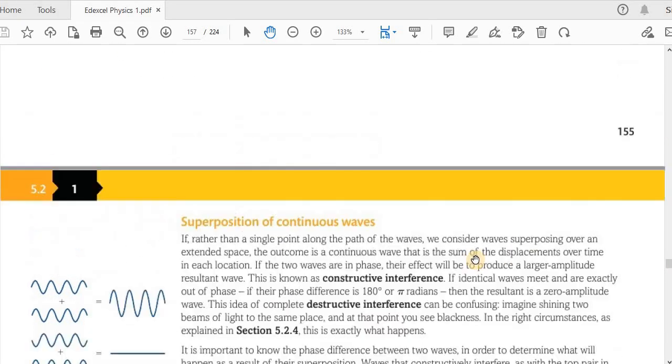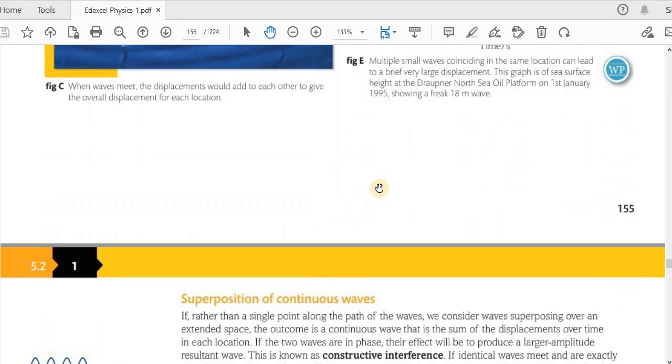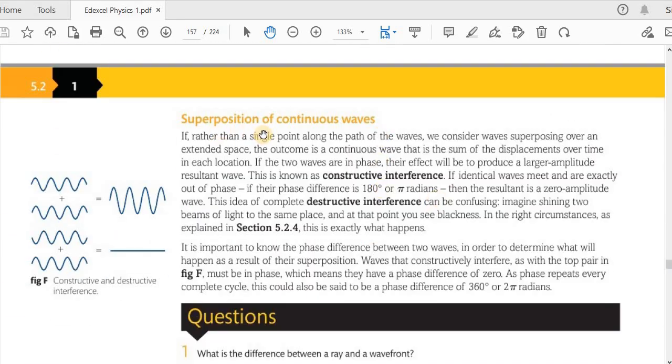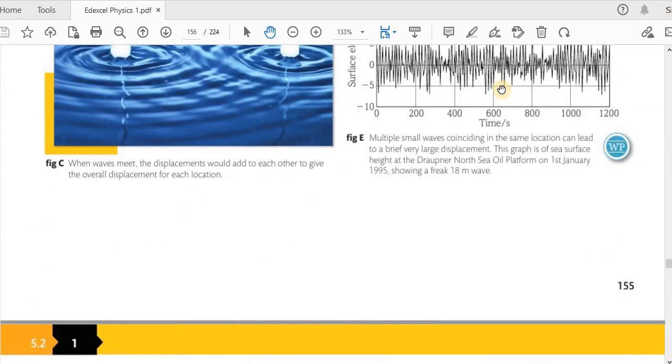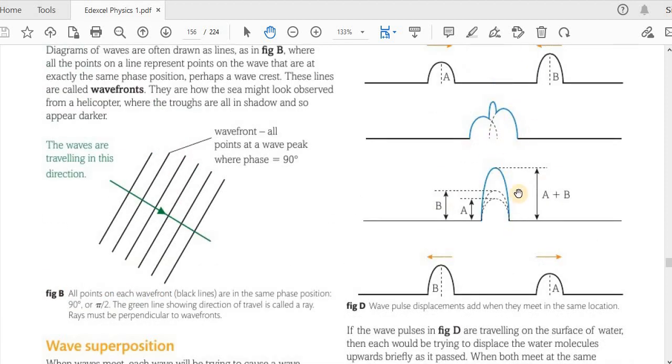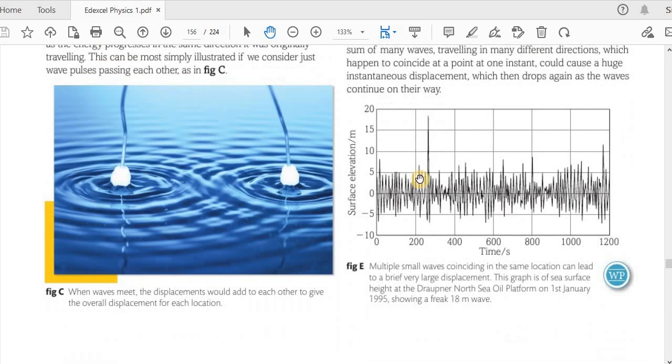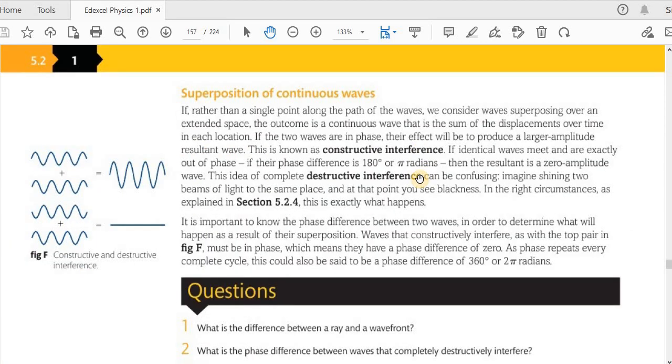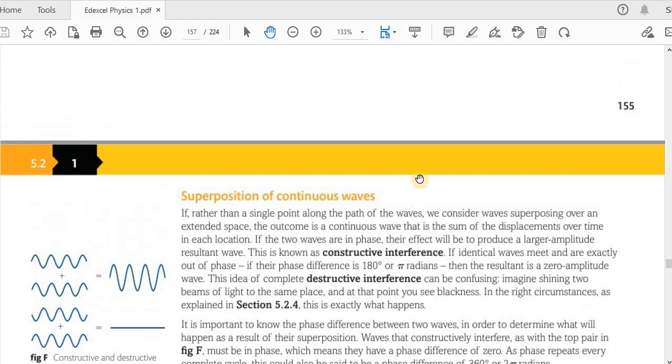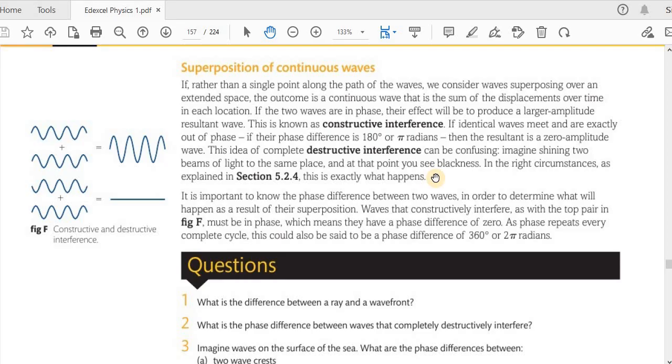Superposition of continuous waves. Okay, I think this part is now clear. Superposition of continuous waves. We saw that previously in the previous page also. This here you see, and also this here is a superposition. When they overlap, the resulting wave will have the sum of the displacements or amplitudes of the waves that interfered to produce that wave, with constructive and destructive interference.